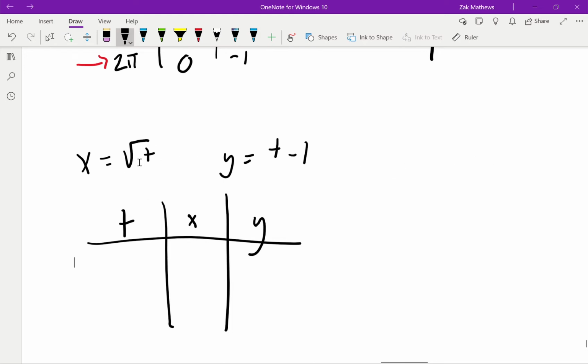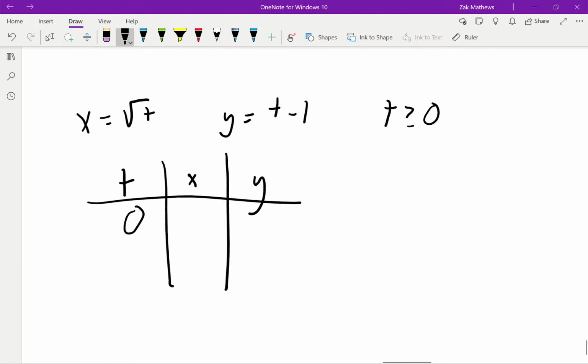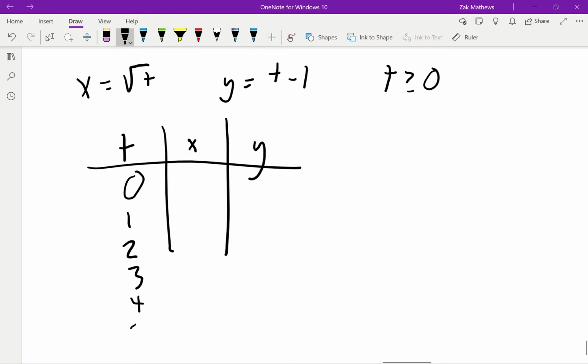No, I can't, because if I'm going to take the square root of t, that means that t has to be greater than or equal to 0. So here, based on the parametric equations we're given, we have the built-in restriction that t has to start at 0. From here, I'm going to count up by ones. I'll go to 5 again. It seems like it's worked out so far.